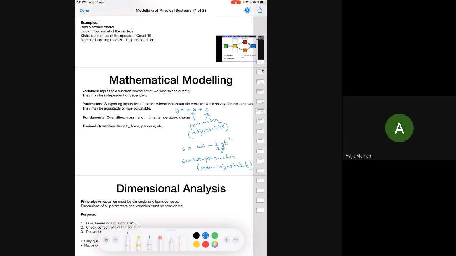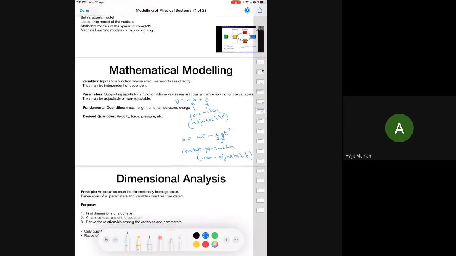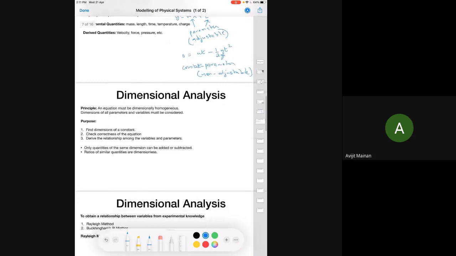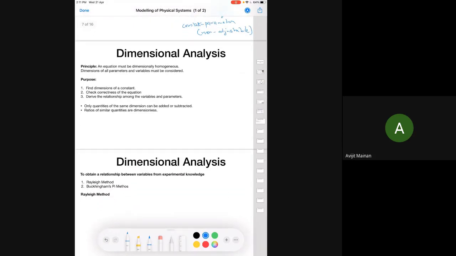All other quantities or variables that occur in your model, they are derived quantities. These may be, for example, things like velocity, force, pressure. You can think of other things, density. Okay, these are derived quantities which can be expressed in terms of fundamental quantities. And using the fundamental quantities, we can do what is called dimensional analysis. So this is one of the simplest ways of figuring out the relationships between the variables and parameters in your model.